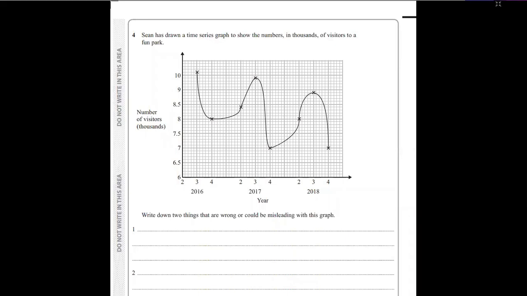On the y-axis, 9.5 is missing. On the y-axis, 9.5 is missing. Okay. What else? There is no 5. It is a star 0. And there should be no gap between the years.